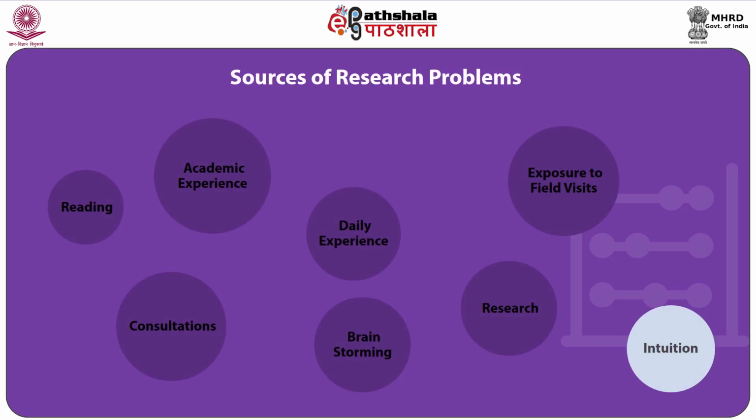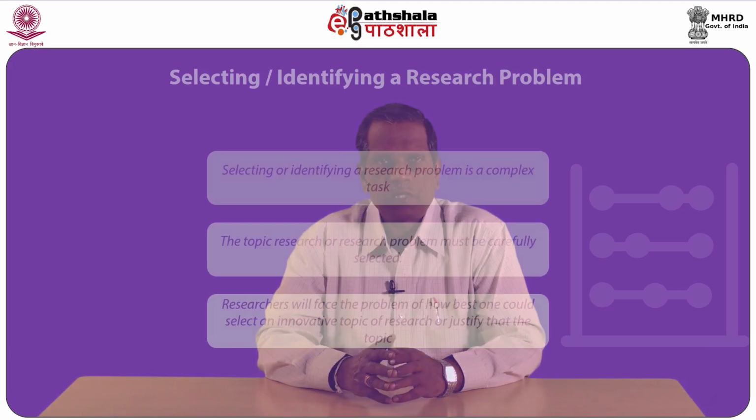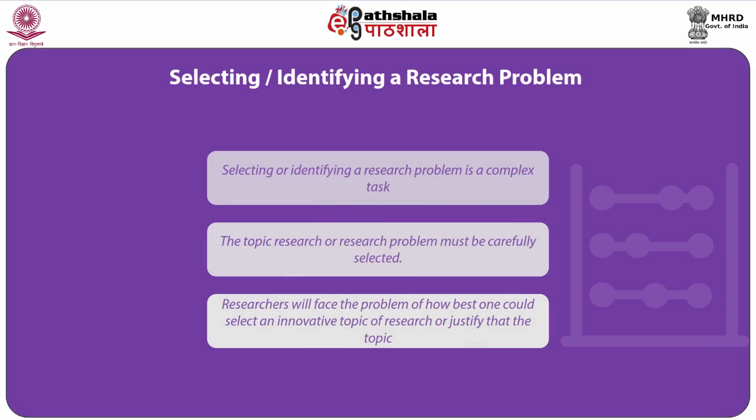Finally, the intuition. Sometimes new ideas may strike one's mind like a flash, which can be formulated as research problems by the researchers to carry out research. So, having learned about the sources of research problems, now we will concentrate and discuss the selection and identifying of a research problem. Selecting or identifying a research problem is a complex task.